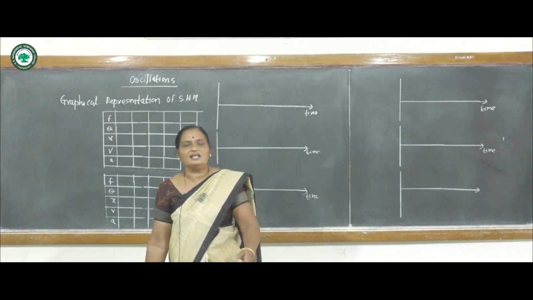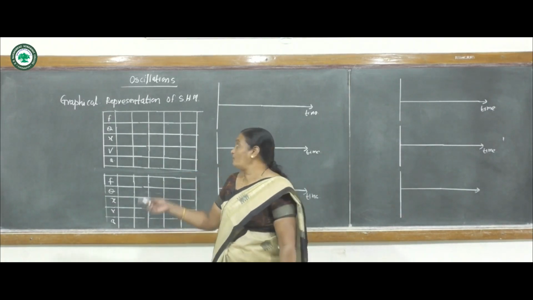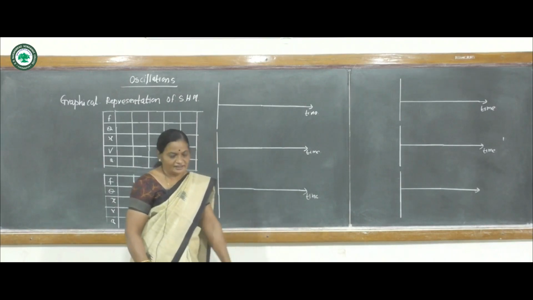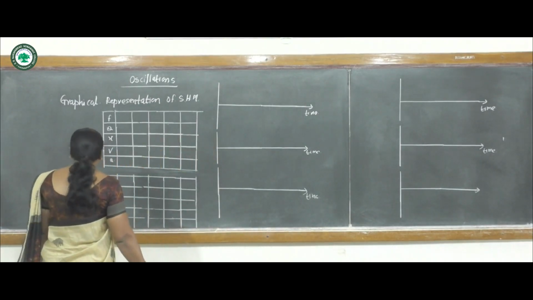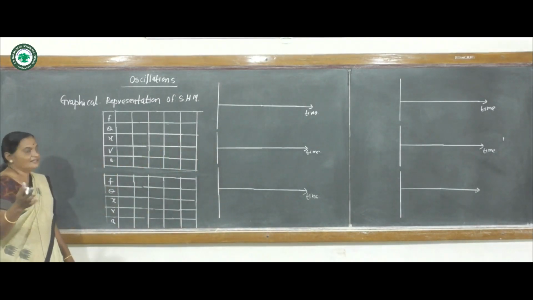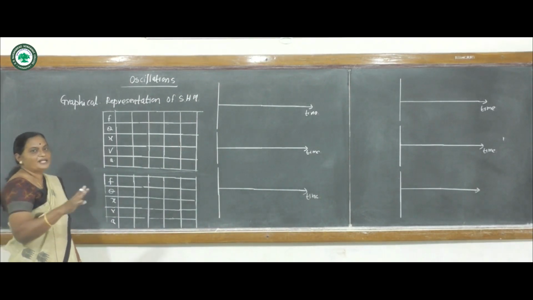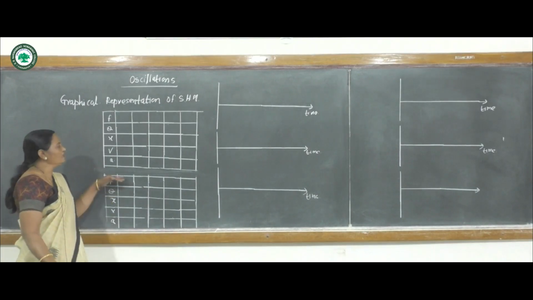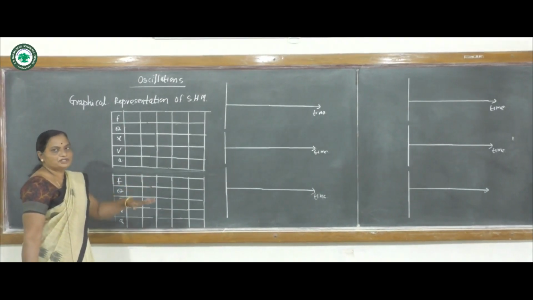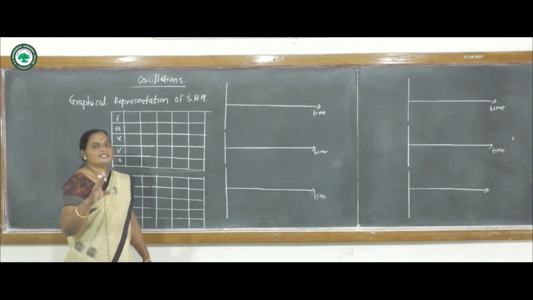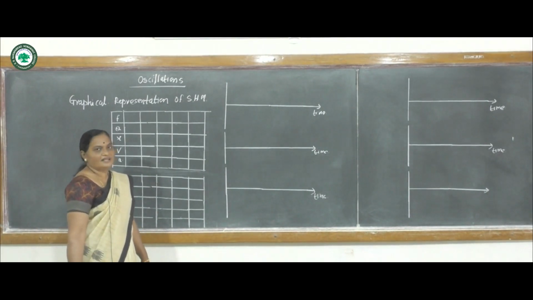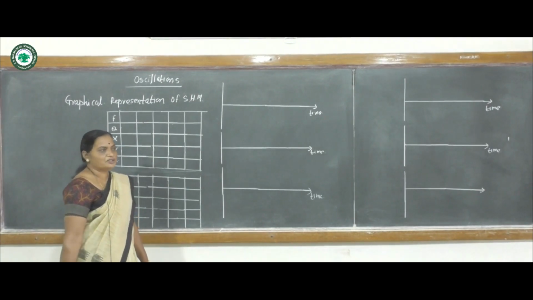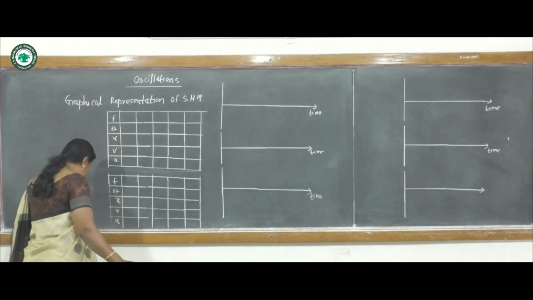Now today we see the graphical representation of simple harmonic motion. Here we consider two cases: the particle starts from mean position, and the particle starts from extreme position. Now we consider the expressions for displacement, acceleration and velocity.